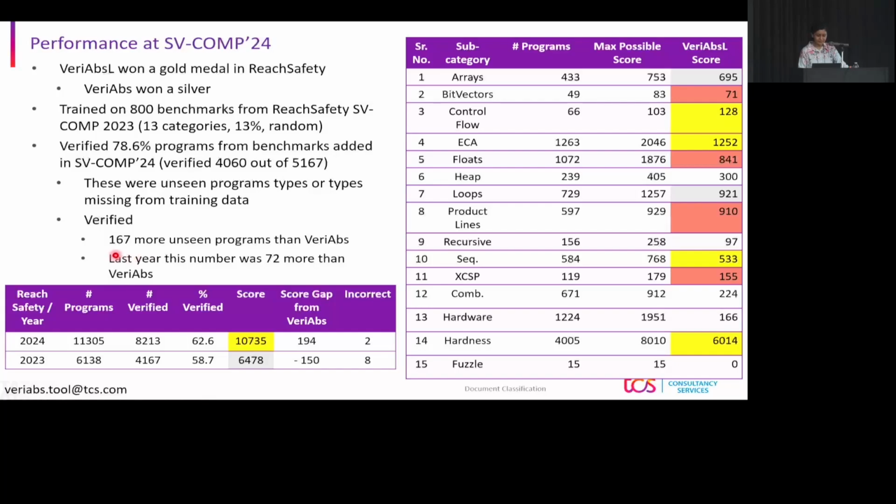And it also verified 167 more unseen programs than VeriAbs. And before that, it had not verified more programs than VeriAbs. You see, the scores are calculated after normalization. So VeriAbs had actually verified more programs, but because of normalization, VeriAbs L had won the gold medal. But this year, it has not just crossed that gap, it has also additionally verified more programs. Yeah, and that's it from my side, I think.